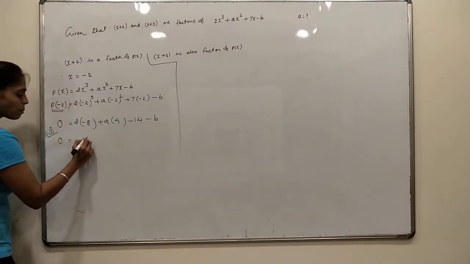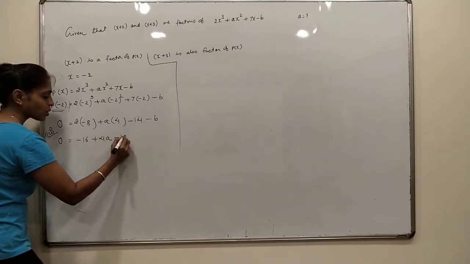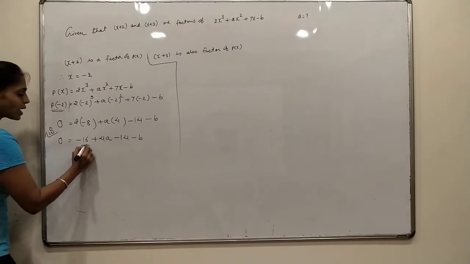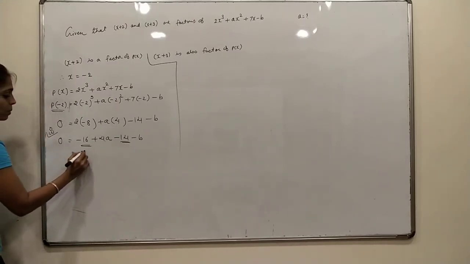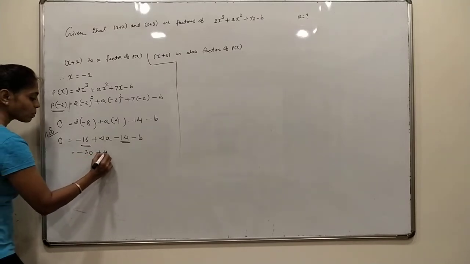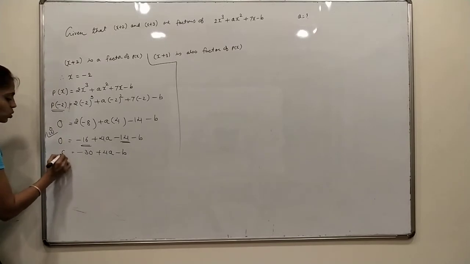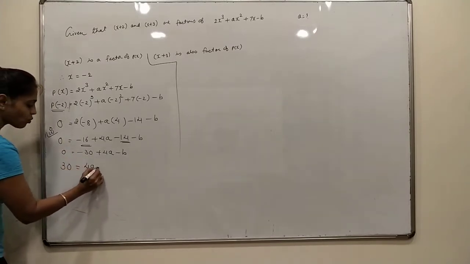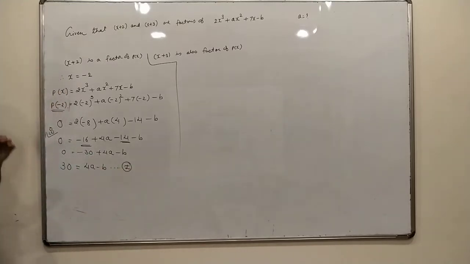So 0 equals minus 16 plus 4a minus 14 minus b. Minus 16 minus 14 is minus 30, so minus 30 plus 4a minus b. This 30 goes to this side, so 30 is equal to 4a minus b. This is equation number 1, right?